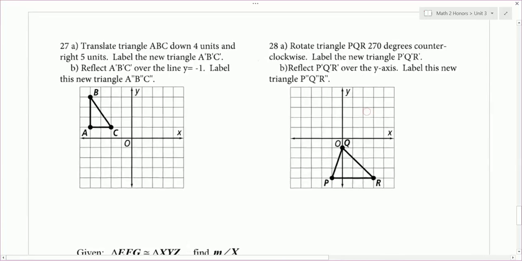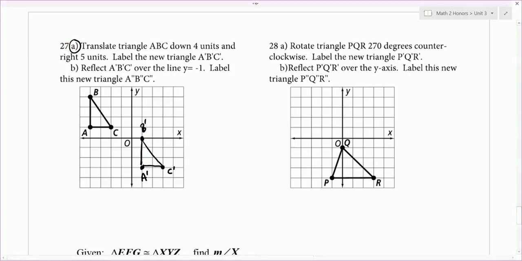27. Translate triangle ABC down 4 units and right 5 units. Label the new triangle A prime, B prime, C prime. Okay, so down 4, right 5. I'm going to take point C, down 1, 2, 3, 4, right 1, 2, 3, 4, 5, and that's my new C prime. Do that with A, down 4, right 5, we end up here. And do that with B as well, down 4, right 5, right there. And draw that triangle in.